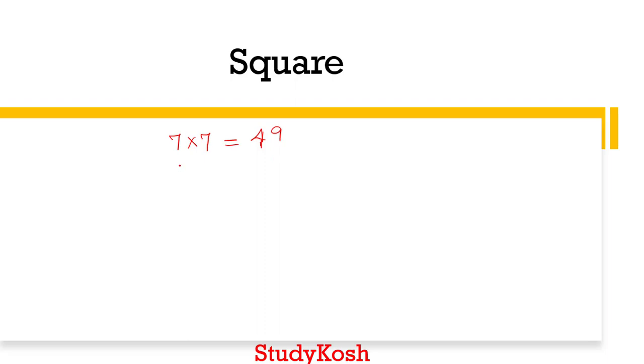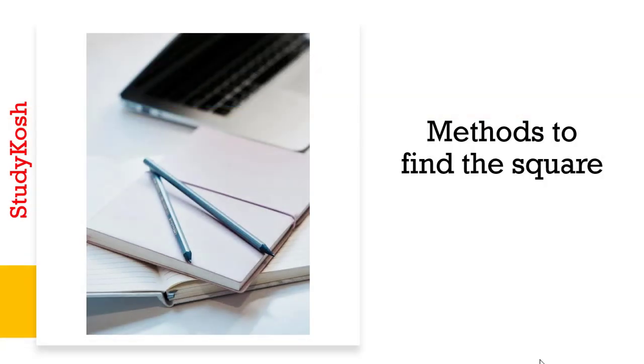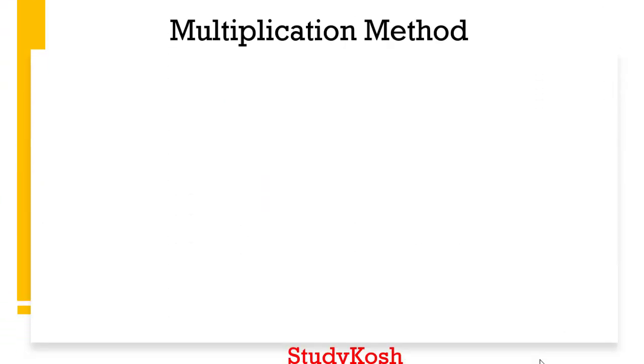Similarly, if I'll multiply 5 with itself, I'll get 25. So these are the squares of 7 and 5. Now, next we'll discuss methods to find the square. There are two methods, we'll discuss them one by one. First is multiplication method. In this method, square of any two-digit number can be calculated by using some steps. So let's discuss steps one by one.